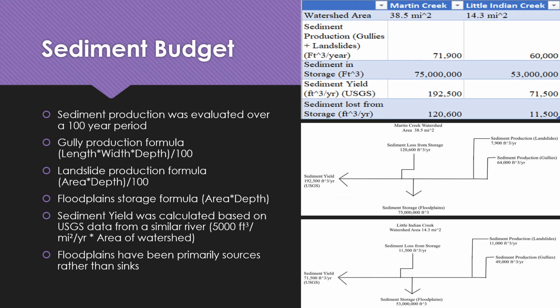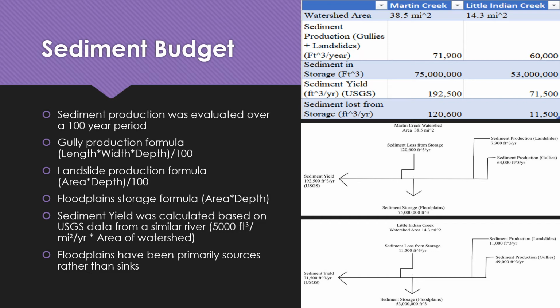The sediment budget was created using four main parts: sediment production, sediment storage, sediment yield, and sediment loss from storage. The sediment production portion was evaluated over a 100-year span and used an assumed depth of 3 feet and a width of 10 feet based on field-confirmed landslides and gullies. Sediment storage also used an assumed depth of 3 feet based on field-confirmed floodplains.